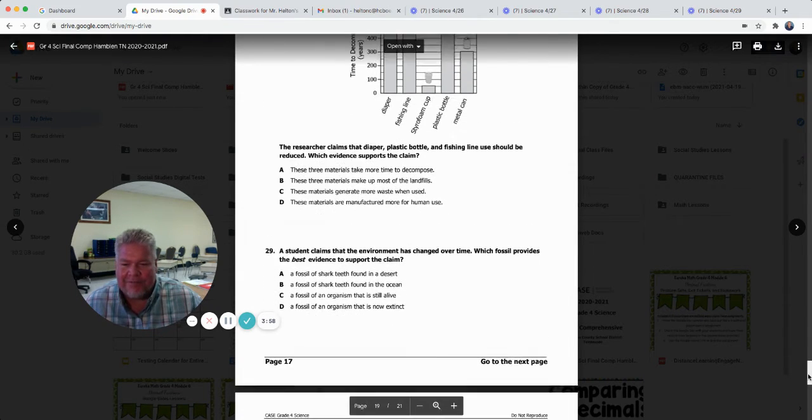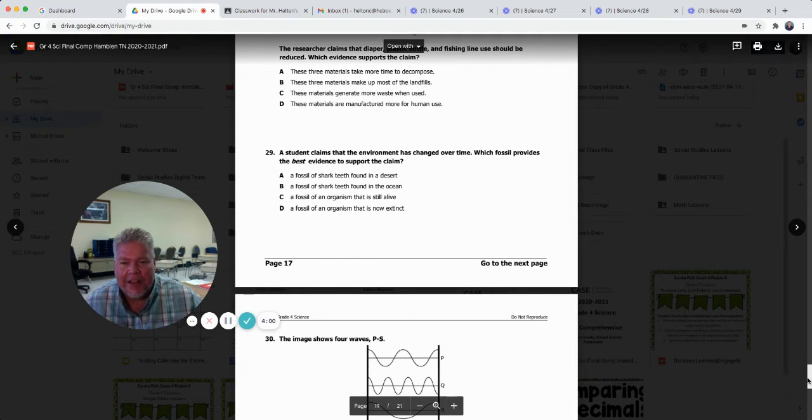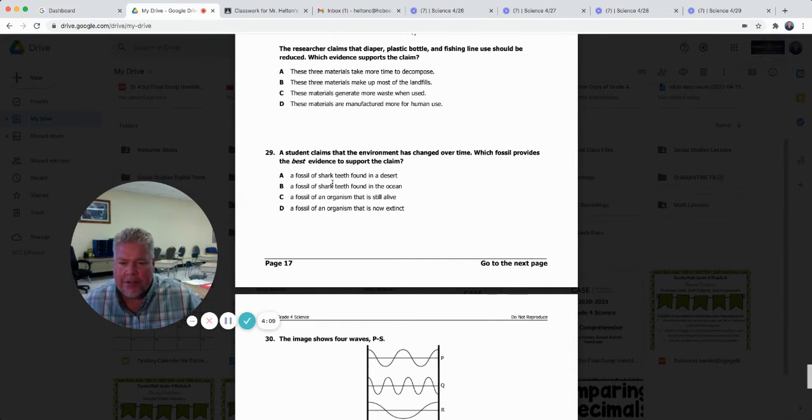Two more, and we're done with the whole benchmark. 29. A student claims that the environment has changed over time. Which fossil provides the best evidence to support that claim that the environment's changed? A fossil of shark teeth found in a desert. Well, that would be unusual. That would show that it maybe used to be water in the desert. A fossil of shark teeth in the ocean. Well, that's nothing. You can find shark teeth in the ocean anytime.